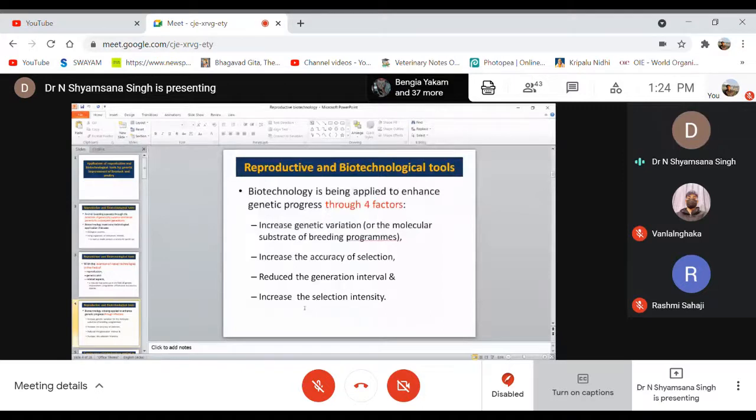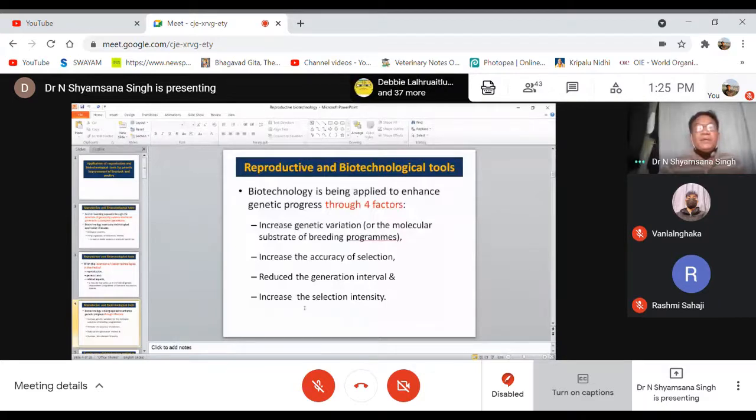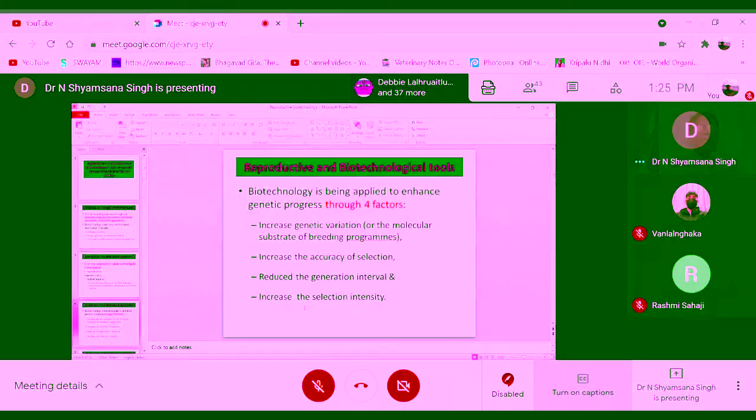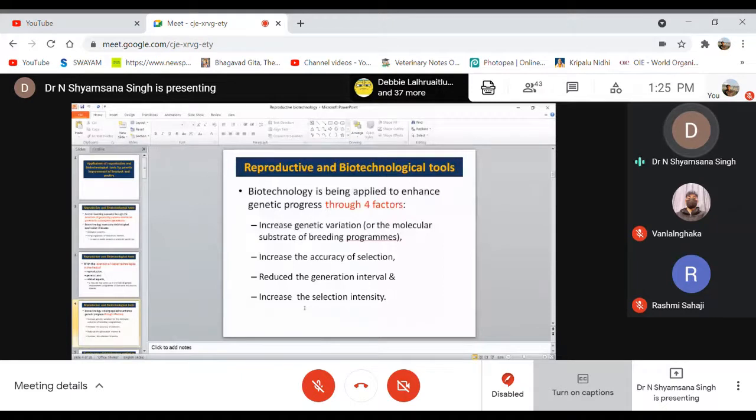implemented in case of livestock animals. Then another one is multiple ovulation and embryo transfer, and then embryo production. Using these techniques, we can increase the production performance of our livestock animals.